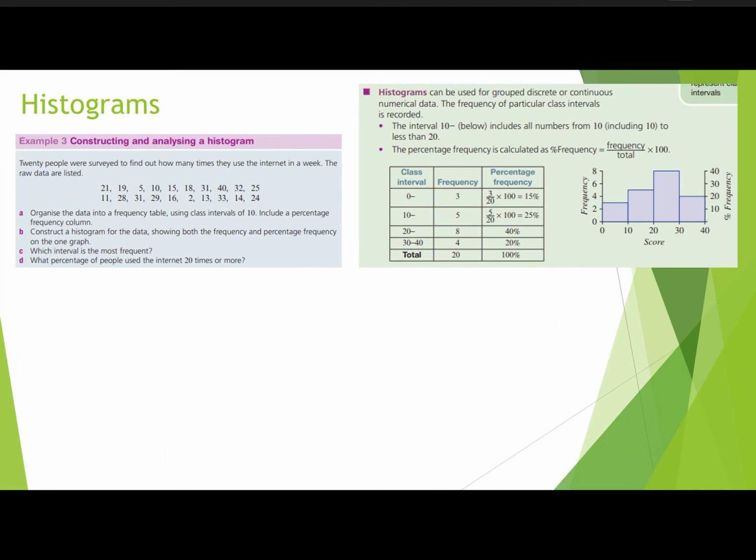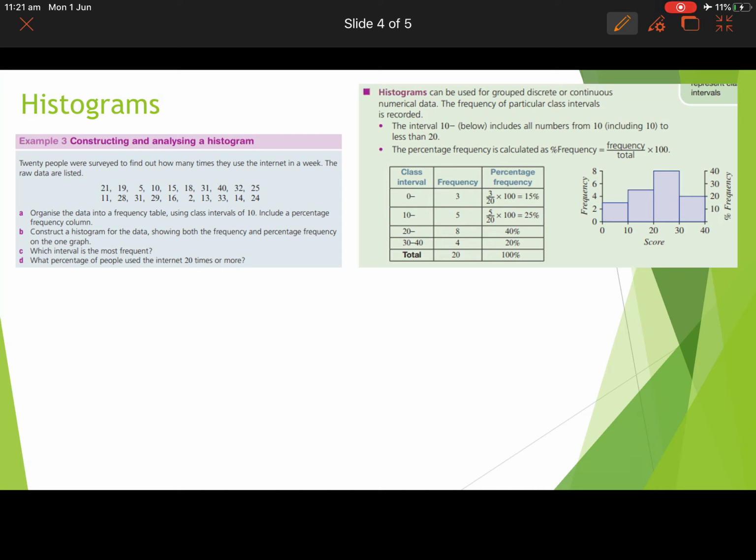Okay, histograms. So looking over here for our definition, histograms can be used for grouped, discrete or continuous numerical data. So again, this is numerical data, so the answer is a number, and it can be used for discrete or continuous. So discrete is a whole number, continuous is like decimals. Okay, unlike before when we were looking at column graphs, that was only looking at discrete numerical data. So if you have continuous numerical data, which means numbers that have decimals, then you can't use a column graph for that.